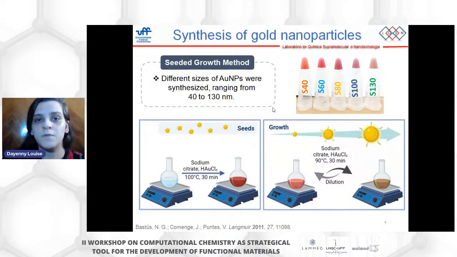So the first step of this work was to synthesize the gold nanoparticles, and we used the seeded growth method with modifications from the literature, and we obtained different sizes of gold nanoparticles ranging from 40 to 130 nanometers. The first step of this synthesis is to produce little seeds with sodium citrate and gold salt. With these seeds produced, the following steps are cycles in which we add more gold and more sodium citrate. For each cycle, we obtain larger particles from the gold that we are adding to be attached to the surface, so it can enlarge the size of each particle.